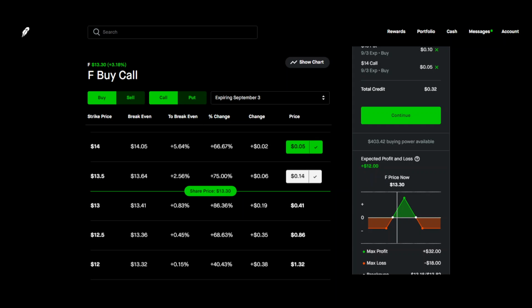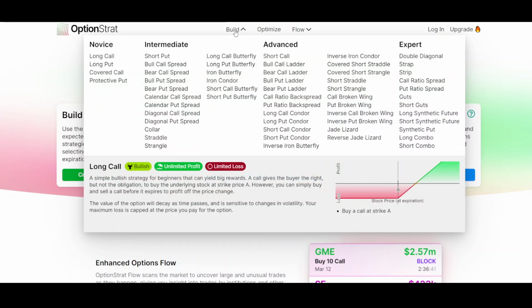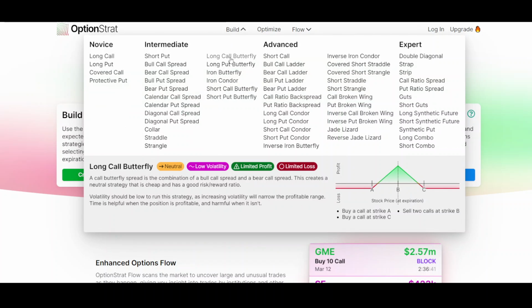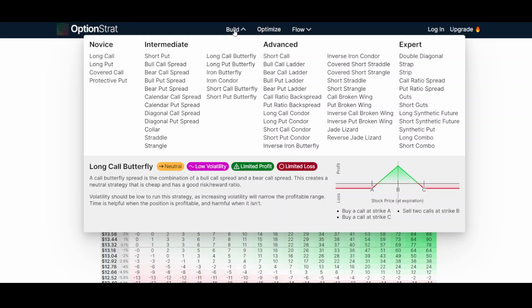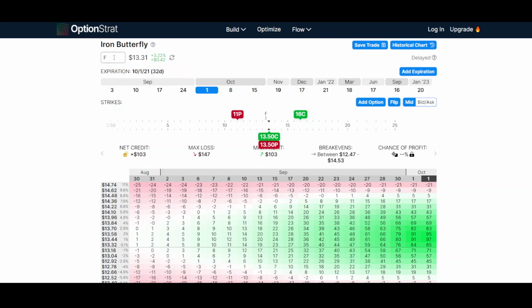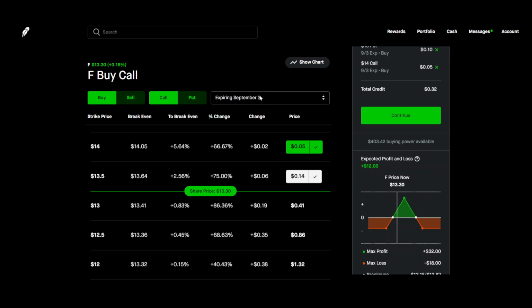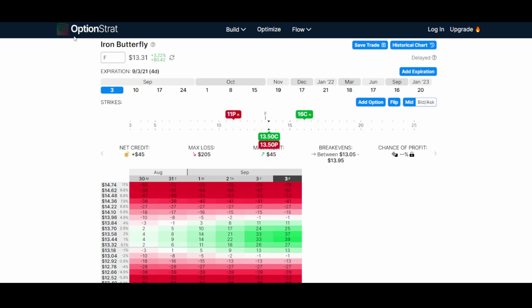But we'll come over here to OptionStrat to visualize this a little bit better. So like I said, this is a long call butterfly. Never mind, not a long call butterfly, it's an iron butterfly. So we're going to come over here and then type in the ticker symbol you chose. We chose Ford, so we'll just enter that in. First things first, set the expiration date. We chose September 3rd, so make sure that that's blue right there.